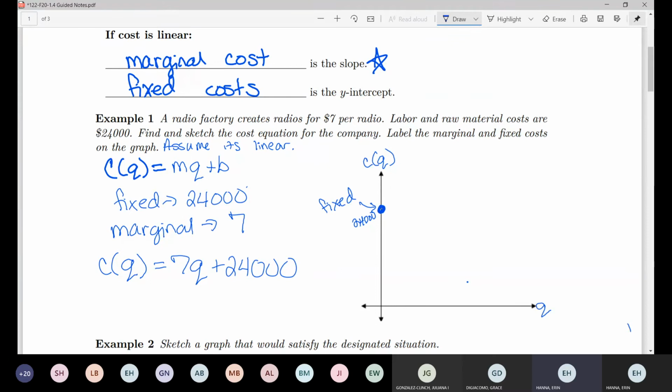7 is obnoxiously small compared to $24,000. So it's going to be an almost flat looking line, right? Because the slope is so obnoxiously small compared to the y-intercept. It still is rising from left to right, but just barely. And if I want to demonstrate the slope, usually how we do that is we just draw a little slope triangle, if you will. So this here would be slope gives the marginal. That makes sense?